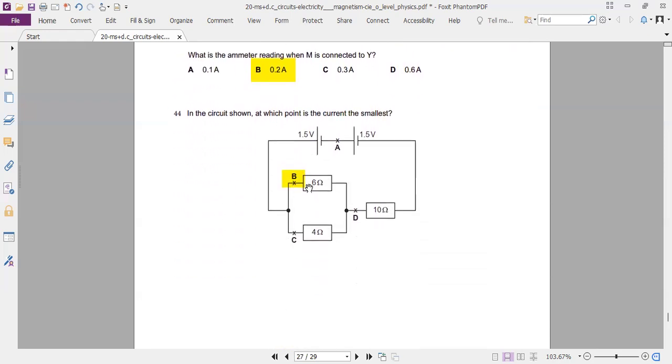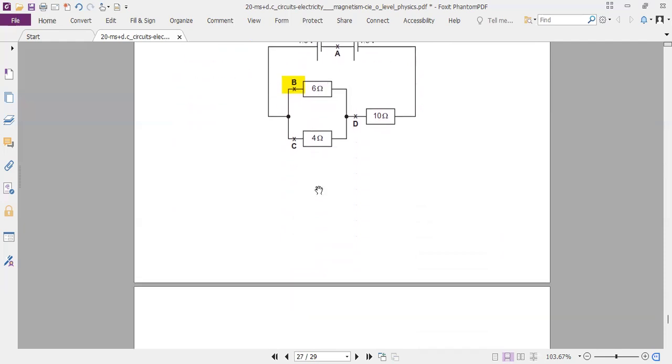Current is smallest at B because the total current coming here passing through a larger resistor gives it a smaller value.